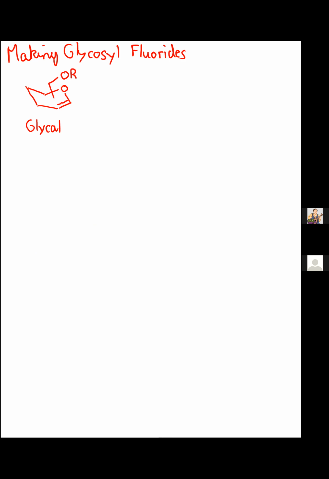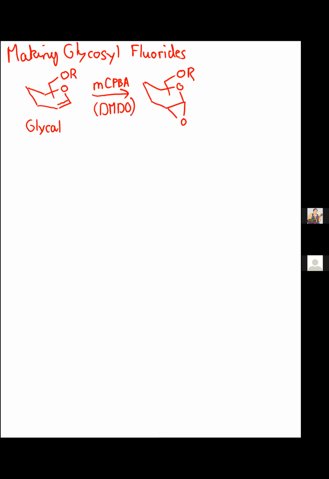And if we treat this with MCPBA, and we're going to come back to this chemistry quite a lot. Sugar chemists love a thing that works, and they keep reusing it. We make an epoxide. And generally, we make that down epoxide. The other reagent we can use for this is DMDO.